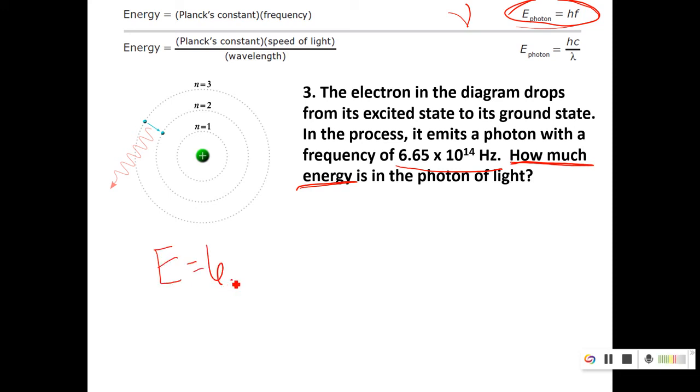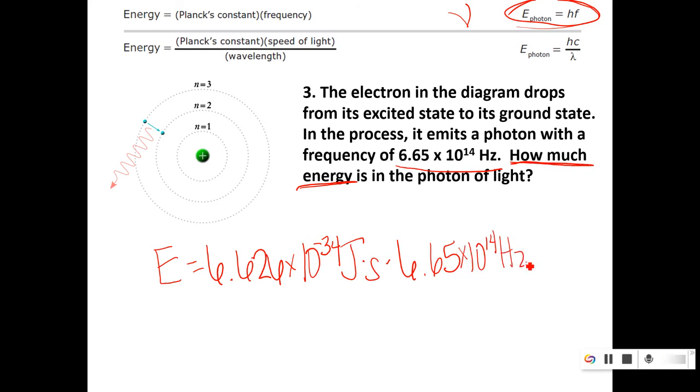So we're doing E is equal to 6.626, and again, that's Planck's constant, times 10 to the negative 34 joule seconds, times 6.65 times 10 to the 14 hertz. Okay, all we're doing is multiplying. Our seconds and our hertz cancel, so we're left with joules, which is our energy unit. We talked about that in chapter 0. And I get 4.41 times 10 to the negative 19 joules.